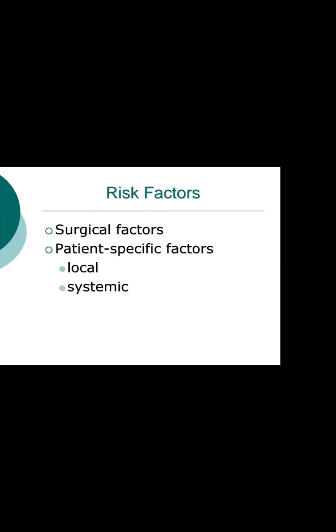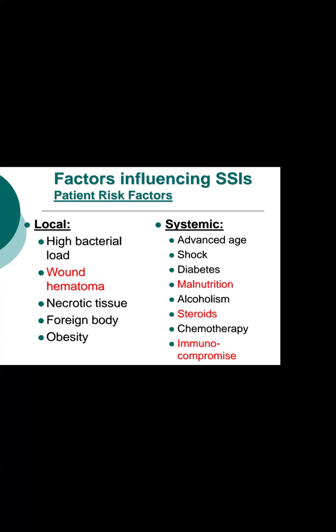Now, what are some of the risk factors? Surgical factors, patient-specific factors, local factors, and systemic factors. As you can see in this slide, high bacterial load and wound hematoma are factors that influence surgical site infections. Patient risk factors include necrotic tissue, foreign body, and obesity. Obese patients have a higher chance of infection.